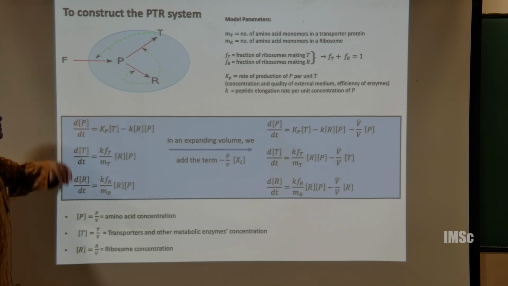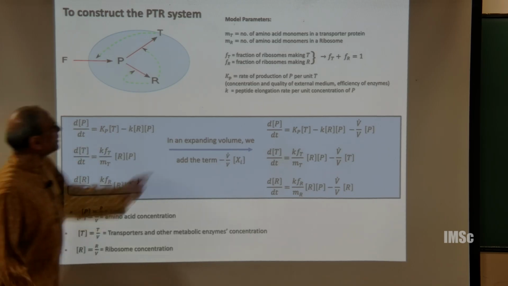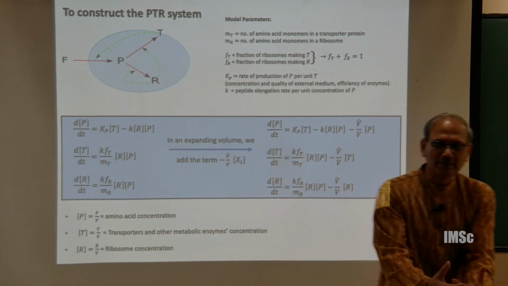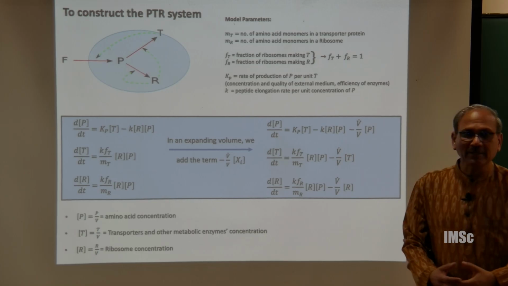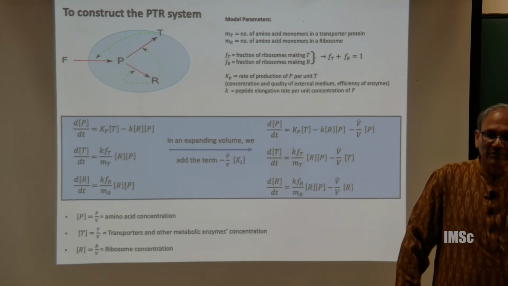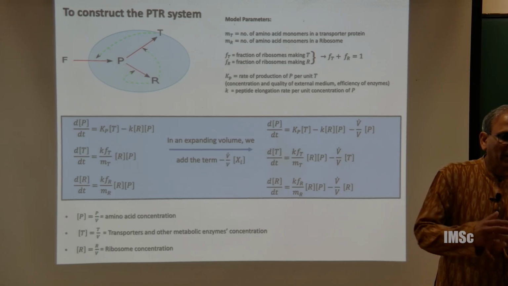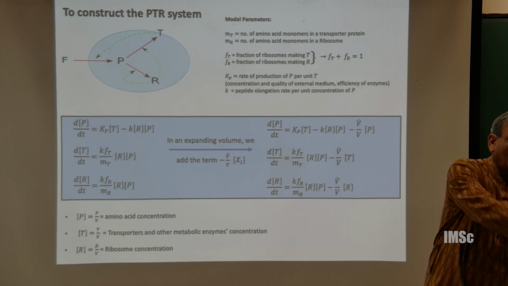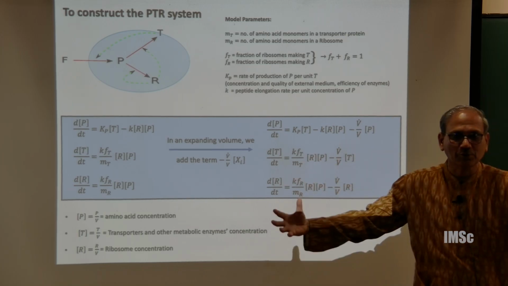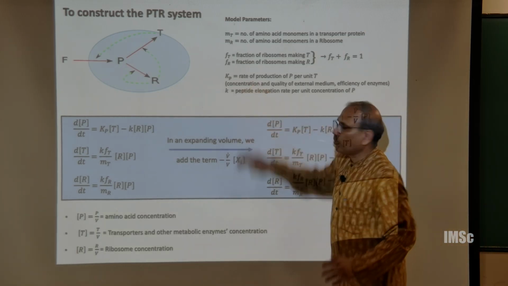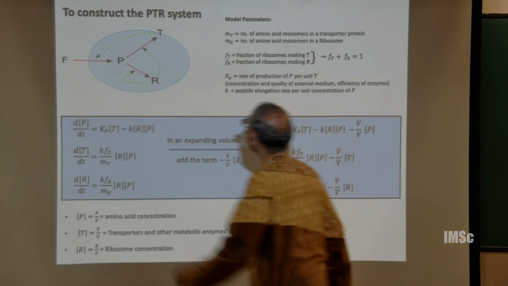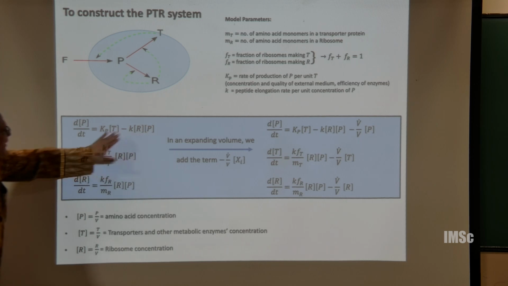The concentration of enzyme, and this constant Kp is the rate of production of P per unit enzyme. That's what it is. And what does it depend upon? It depends upon how much food is available outside, the richness of the medium outside. It also depends upon how good the enzymes are, how fast they are as catalysts in converting the food, bringing it in and converting it into precursors. So Kp depends upon the external medium and the efficiency of your enzymes. I'll come back to this term later.